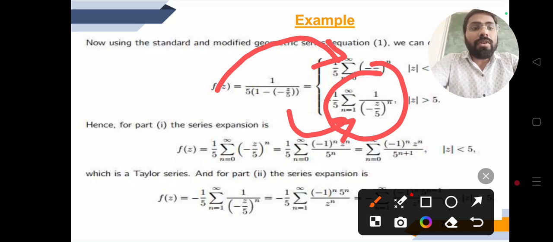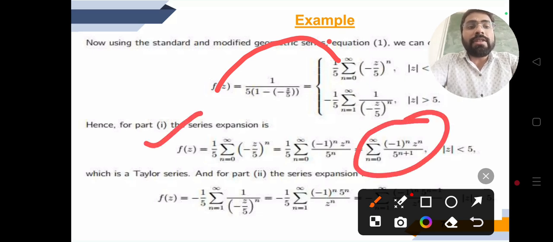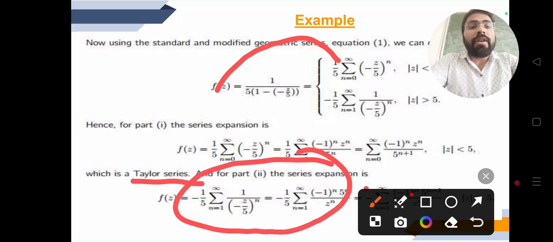So here our f of z has two parts. Firstly, the non-negative powers of z, and the second part having negative powers of z. The first part is nothing but the Taylor series for that function, and the second part, the negative powers, is what makes our Lorentz expansion.